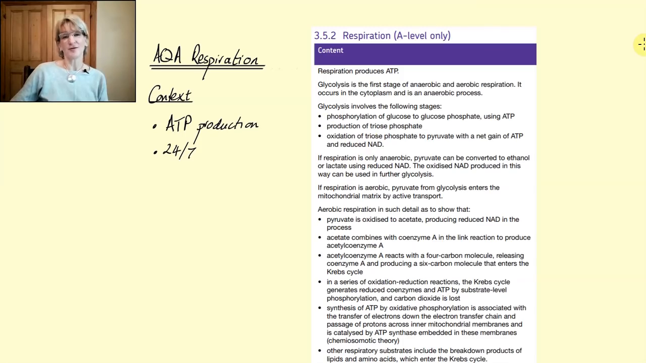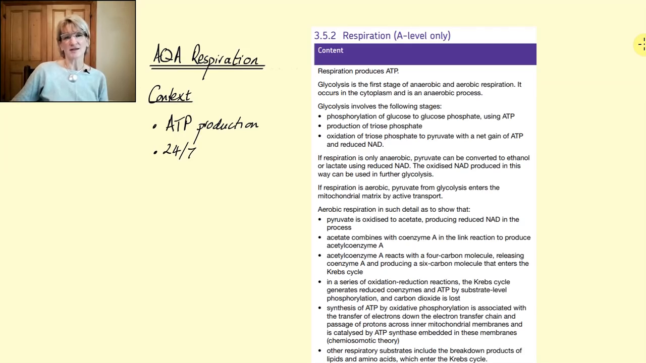whole of AQA respiration in this video. Glycolysis, link reaction, Krebs cycle, and the electron transport chain. So just a quick bit of context. But before that, let me just point out, I've got the AQA specification up on the screen so that you can have a look through exactly what you do need to know. But this video is also going to be going through things in the light of the exam answers.